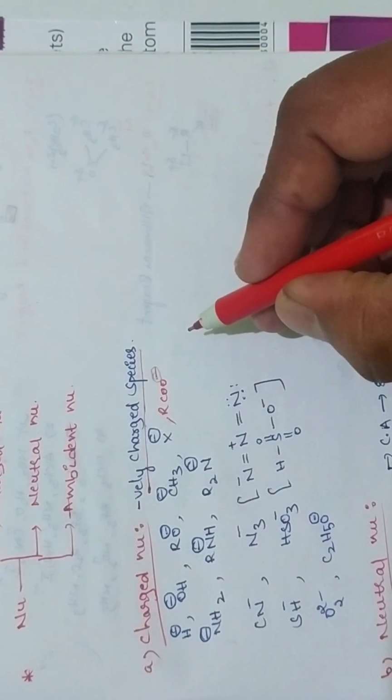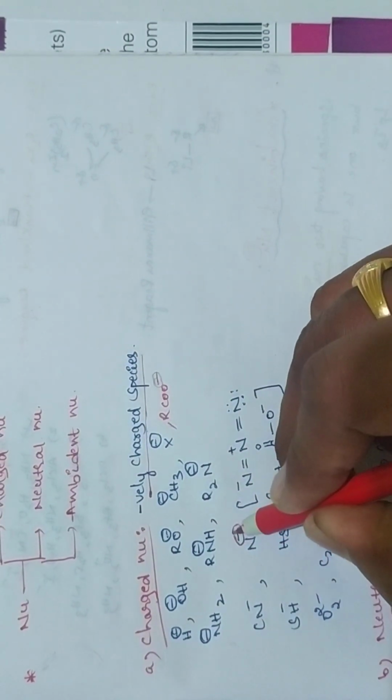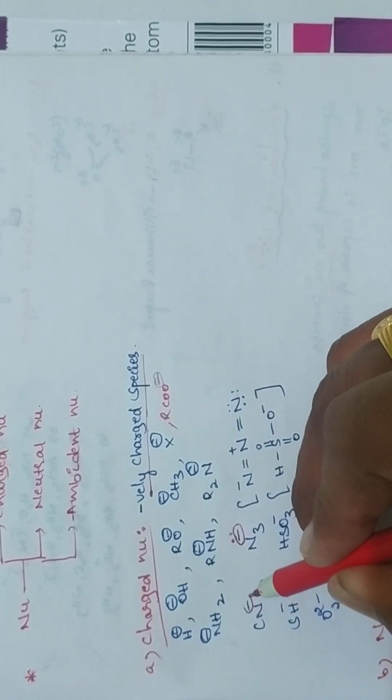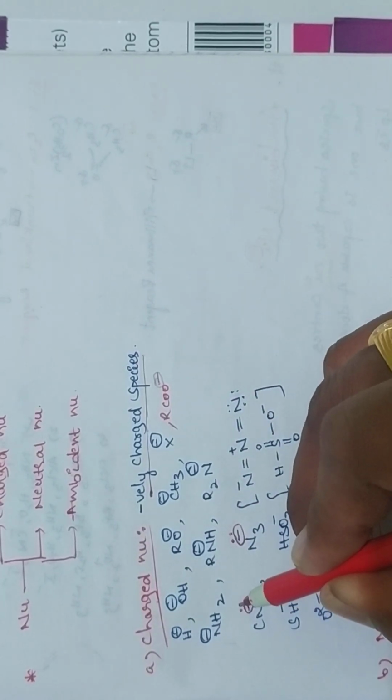Here, a negative charge is nothing but what? Two electrons. This is nothing but what? Two electrons. Now this is nothing but what? Two electrons.